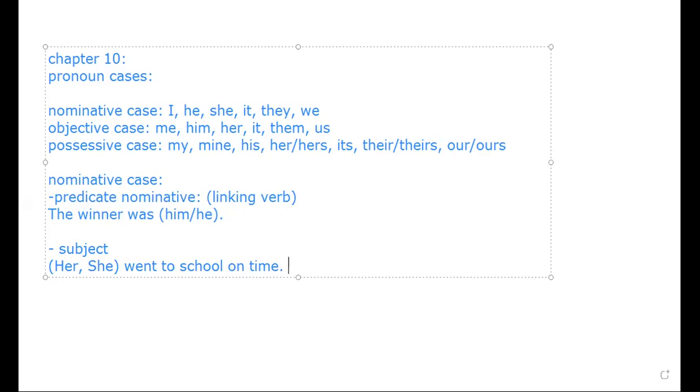Of course, we need to use the pronoun she, because again, this is the subject of the sentence. So when your pronoun is a subject of a sentence, you need to use the nominative case. And if it's a predicate nominative, you need to use the nominative case.